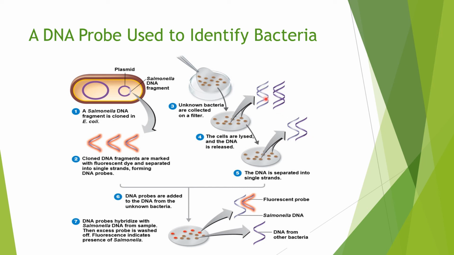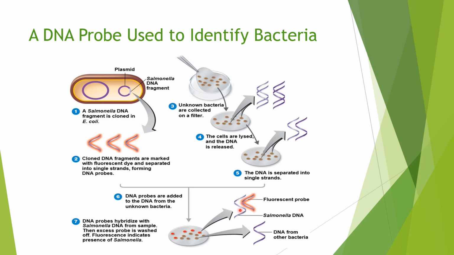Therefore, when you split the DNA up, you might have different strands of DNA. Now, let's say I want to figure out whether right here I have salmonella. How can I tell whether I have salmonella or not? One way of doing it is we take the salmonella, now fluorescent, DNA strands, and we add it to the single strands of DNA that we have.